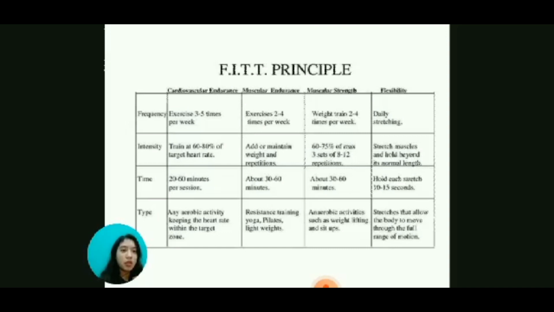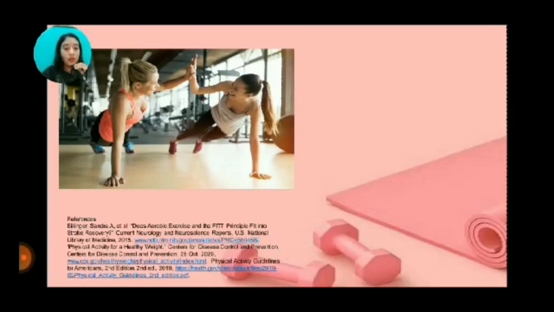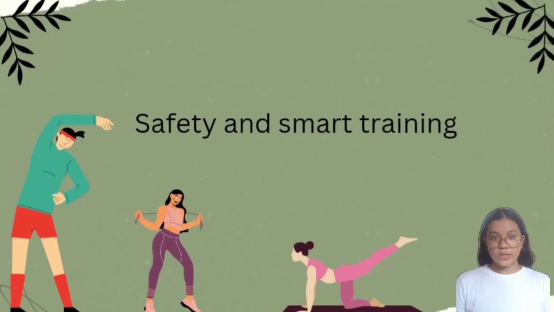Type. Cardiovascular endurance, any aerobic activity keeping the heart rate within the target zone. Muscular endurance, resistance training, yoga, pilates, light weights. Muscular strength, anaerobic activities such as weightlifting and sit-ups. Flexibility, stretches that allow the body to move through the full range of motion. Overall, the FITT model allows you to meet your goals by adapting to your body's unique needs, producing short and long-term benefits in the process. Safety and smart training.